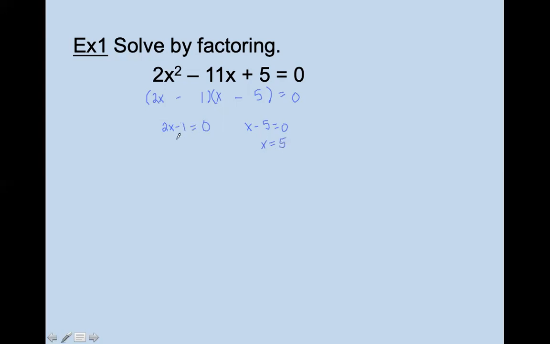When I have one like this, it's a 2-step problem. I'd have to first add my 1, and then I bring down my 2x. So I have 2x is equal to positive 1. Divide both sides by 2. And I get x equals a half. All right, so it is possible to do this one by factoring.